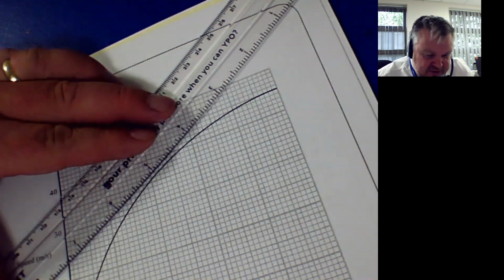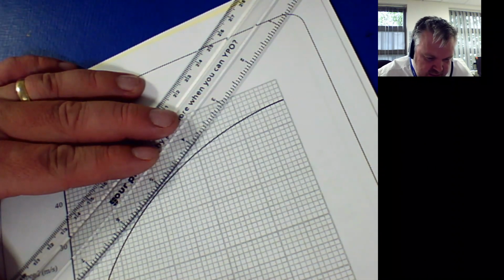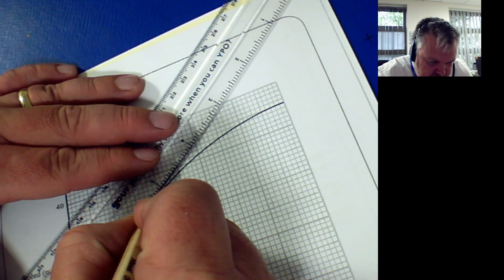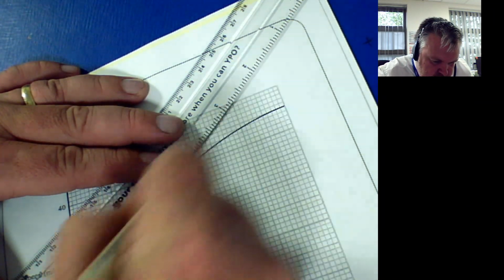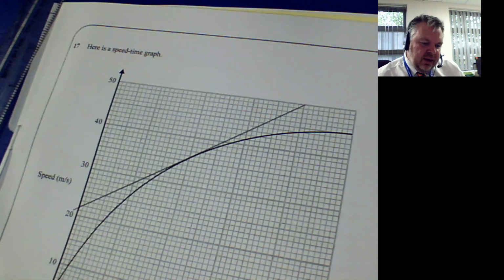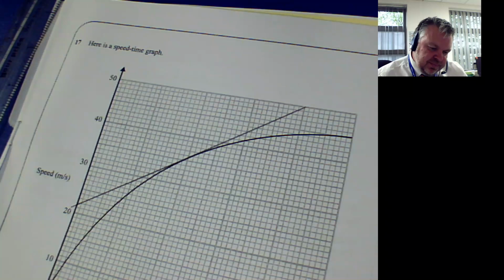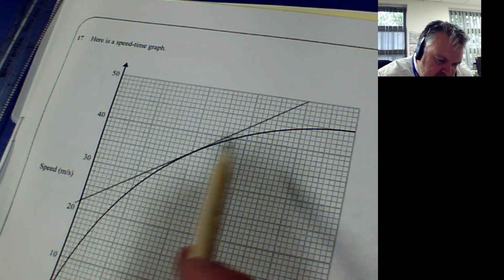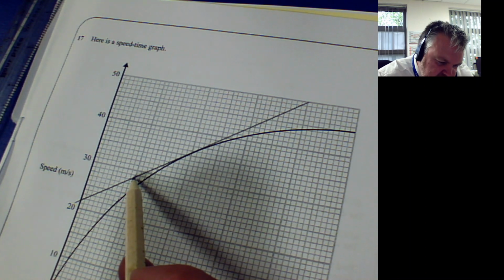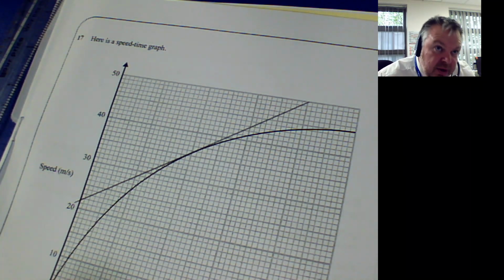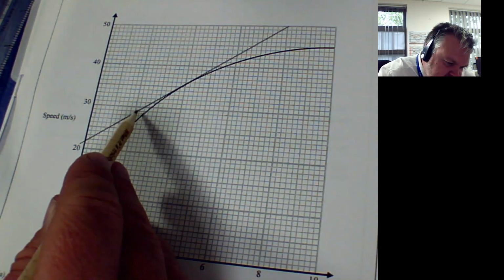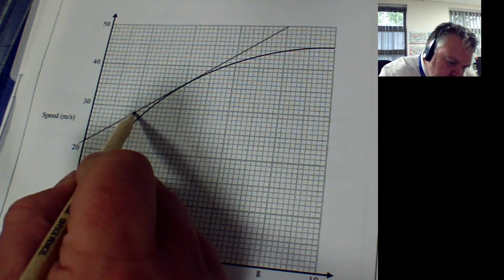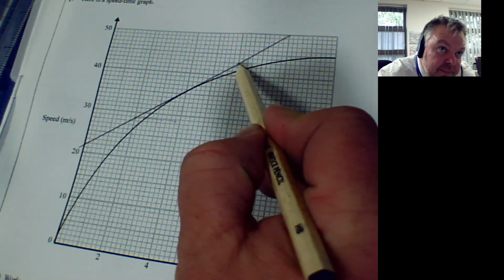Now this is a little bit tricky. I'm going to try and get a nice tangent to this and draw my line on, and I'm going to try and work out the gradient of this tangent, and then to do that I'm going to try and identify some nice coordinates as best I can. So I think I'm going to choose 2 and 29, and I'm going to go across until I find something else that looks nice. Maybe this point up here.